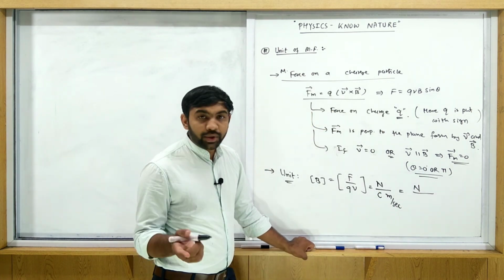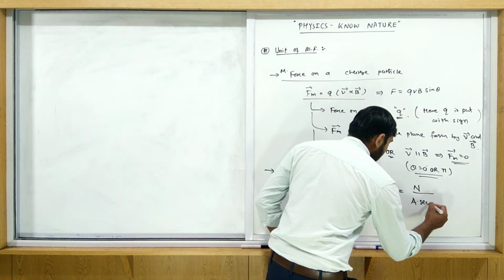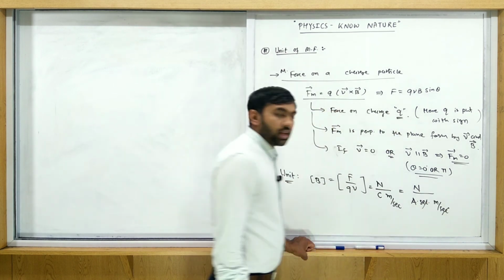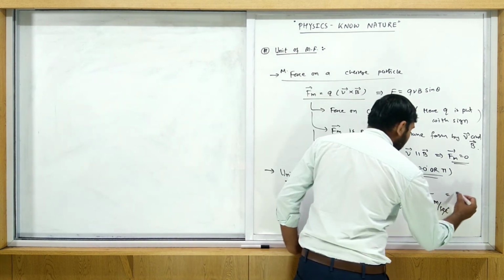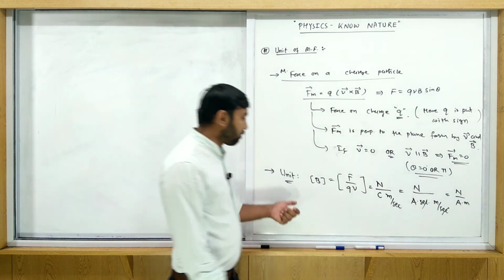Q is equal to I into T. So Coulomb is equal to what? Ampere into second. So ampere into second, meter per second. The second cancels out. So finally you get this answer, Newton per ampere into meter. That is the unit of magnetic field.